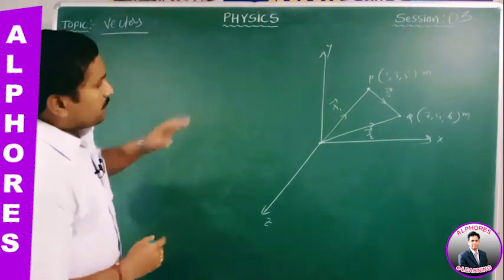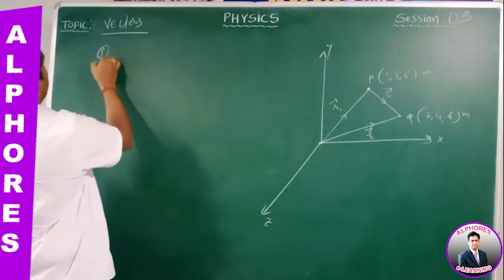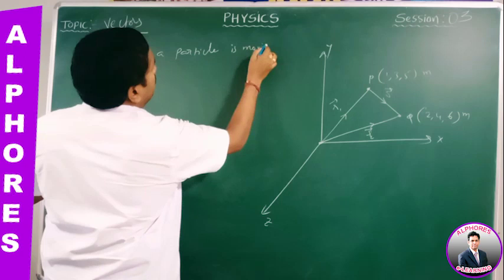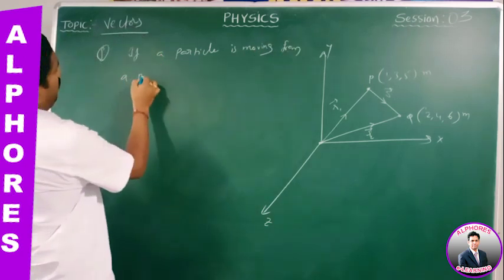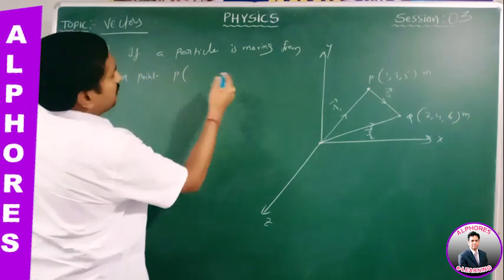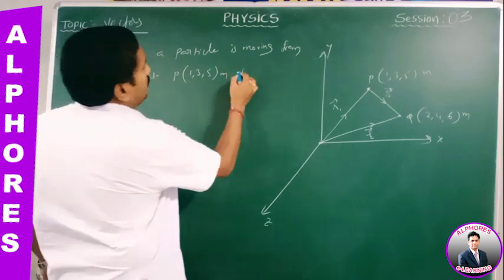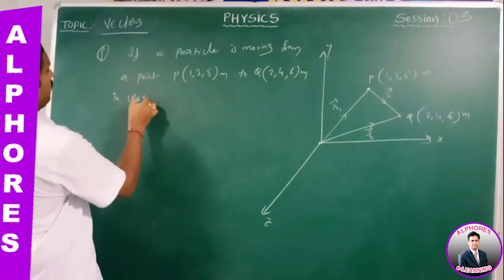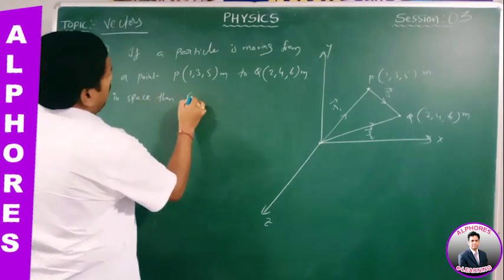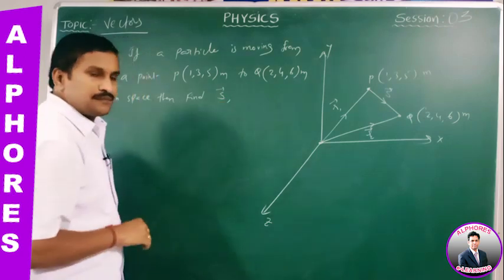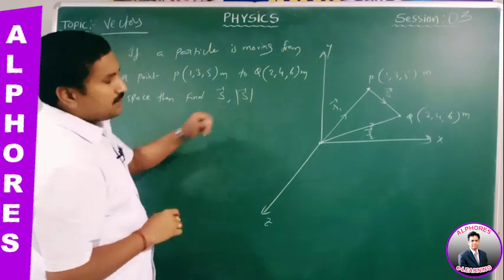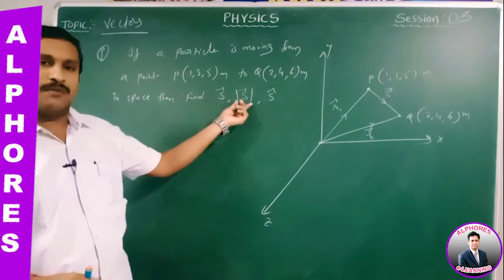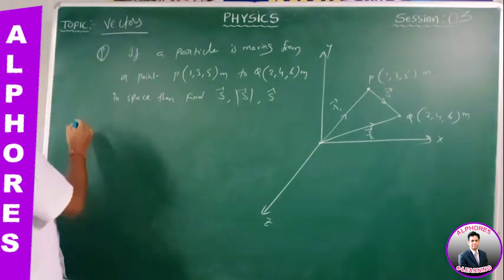Now listen carefully. The problem is: if a particle is moving from a point P, with coordinates 1, 3, 5 meters, to another point Q, 2, 4, 6 meters in space, then find the displacement vector s bar, the magnitude of the displacement vector, which is nothing but distance, and the unit vector s cap also. Now what is the solution here?